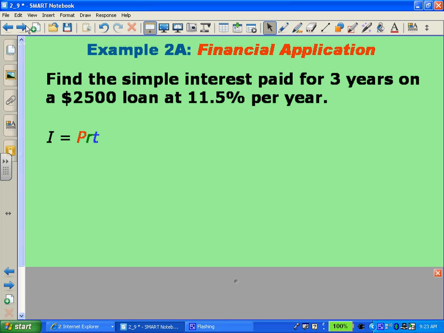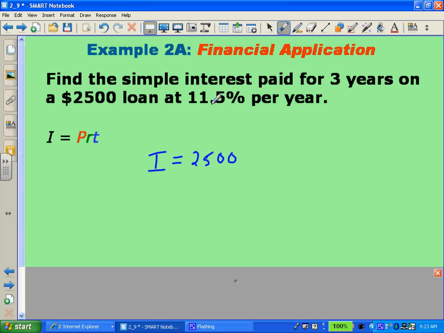Let's take a look at some of these problems. Here we have: find the simple interest paid for 3 years on a $2,500 loan at 11.5% per year. So first of all, we have to take note of what we're finding. We're finding the simple interest here, so we're looking for I. That means we have to know the values of P, R, and T. Remember, P is the principal. That's how much was loaned or how much I invest. So in this situation that is $2,500.